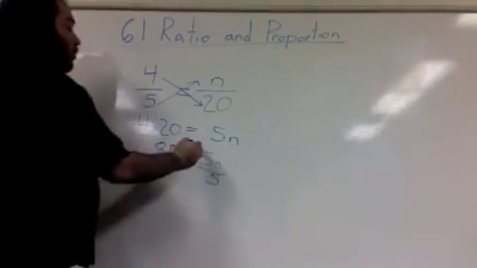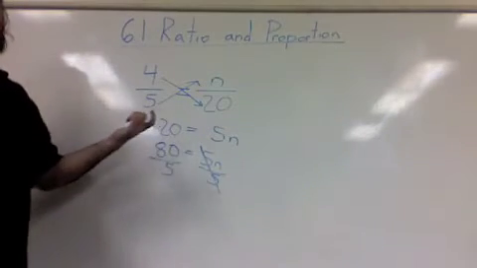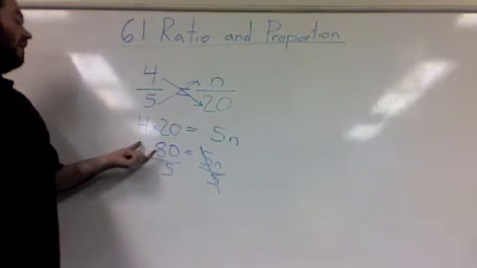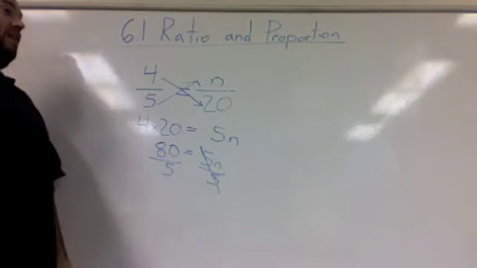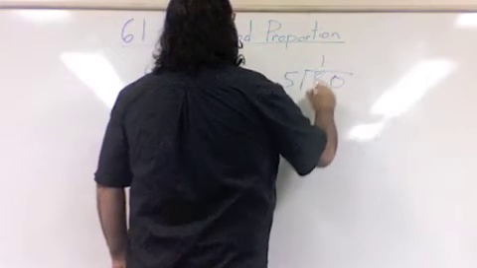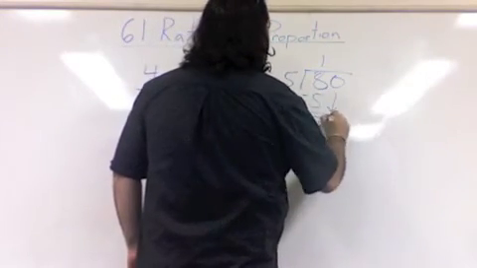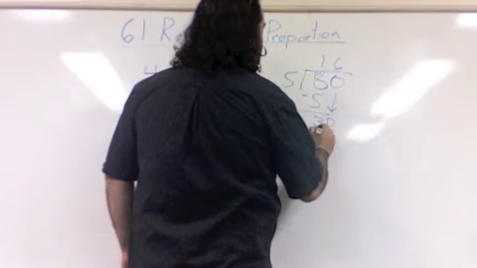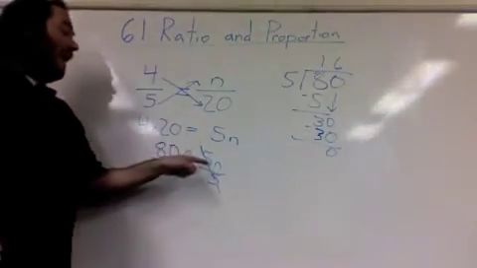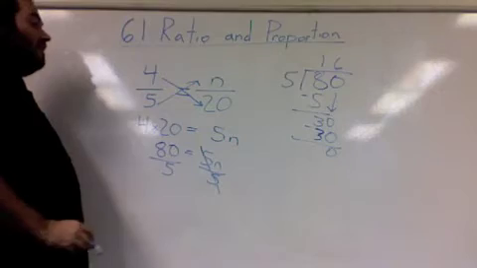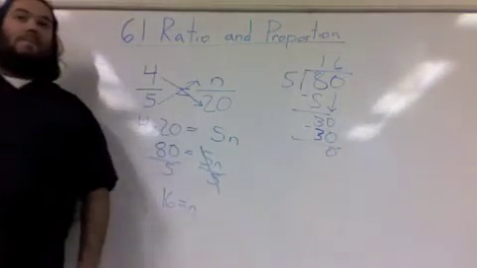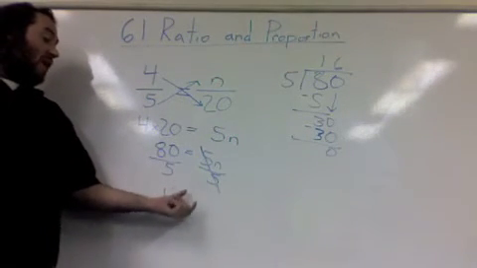Because 5 divided by 5 will give us 1, right? We'll be left with 1 times n, or just n, because 1 times anything is itself. So the 5's will just cross right out. And what we'll have over here is 80 divided by 5. If we solve 80 divided by 5, we get an answer of 16. So 5 times 16 gave us 80. Our unknown, our variable, our n was 16.